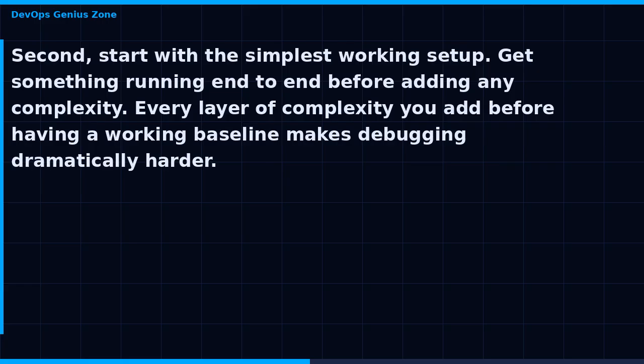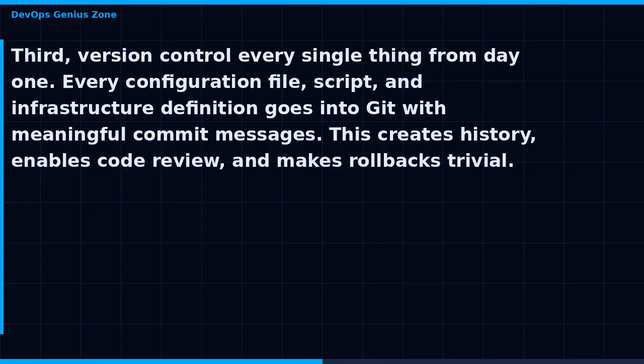This creates history, enables code review, and makes rollbacks trivial. Fourth, build observability in from the start. Metrics, logs, and health checks should be implemented before features, not after. You cannot operate what you cannot observe.